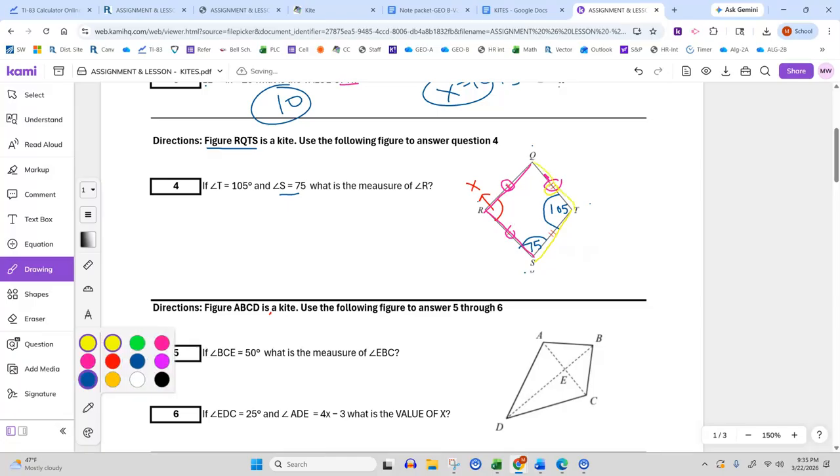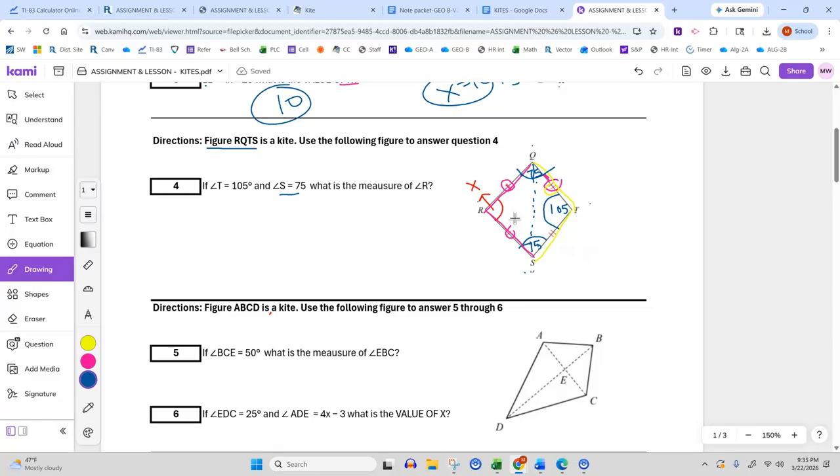Now the diagonal that splits the different sides like that also shows us which angles are equal. So that means this angle and this angle are the same. Okay, so this is 75 right here. So that means we have 75, 75, and 105. We're looking for the angle at R.